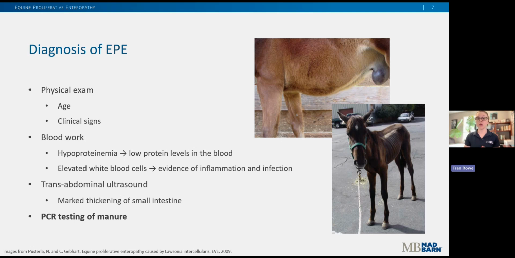Now, the only way to definitively diagnose infection with Lawsonia intracellularis is through fecal PCR testing, which is actually going to detect the presence of bacteria in the feces. So your vet will collect a manure sample and then is going to send that off to a diagnostic lab with the capability of running that test. And certainly, false negatives can occur with this test. No test is perfect, but false negatives are more likely to occur, particularly early in the disease, before that foal is shedding a large number of bacteria.